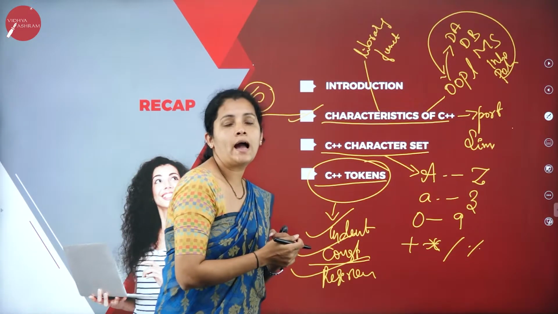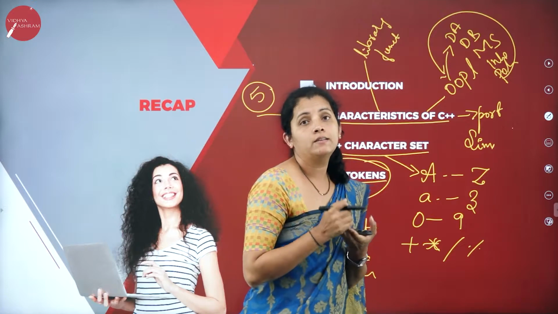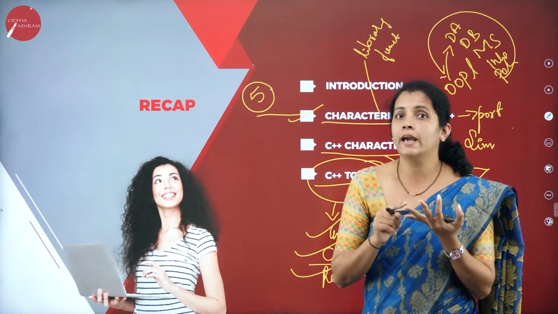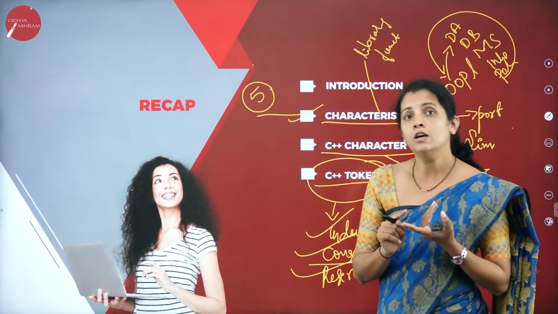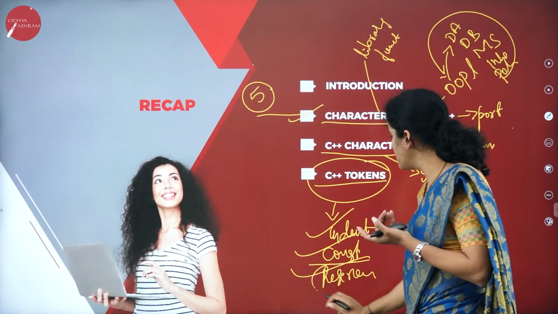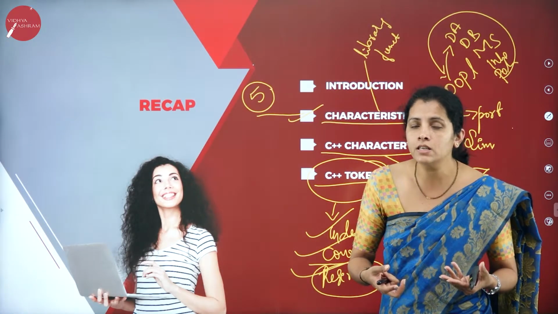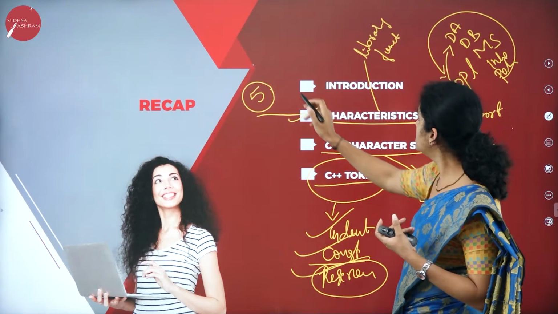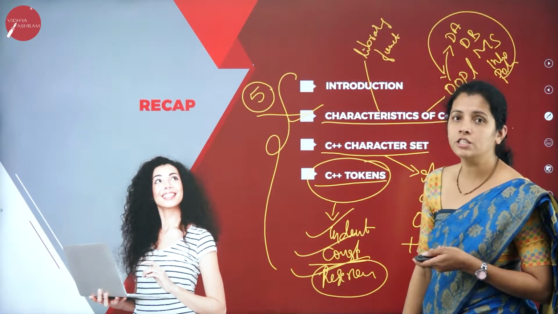Then we have the constants. Constants are nothing but integer constant, character constant, floating point constant and string constant. Along with that we discussed reserved words. What is a reserved word? These are the built-in or predefined words. So these are the topics we discussed in my previous session.